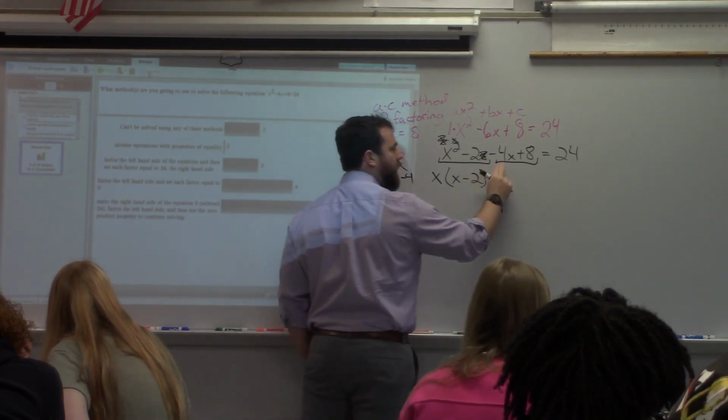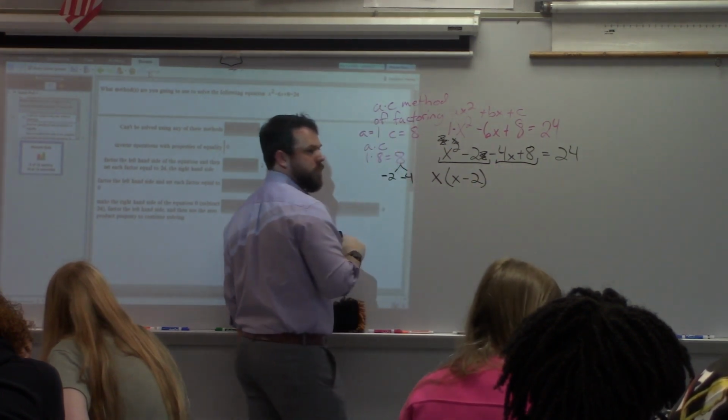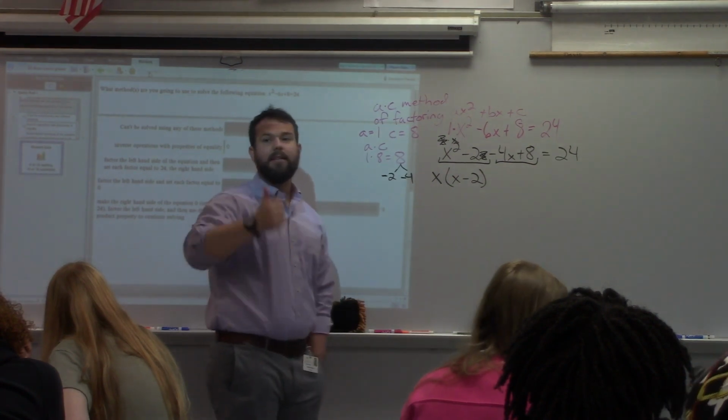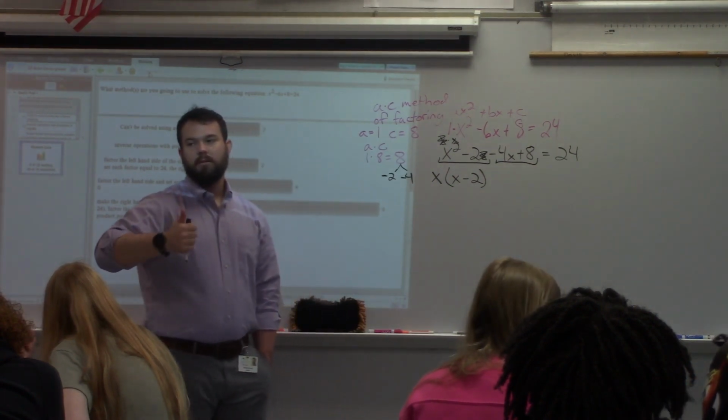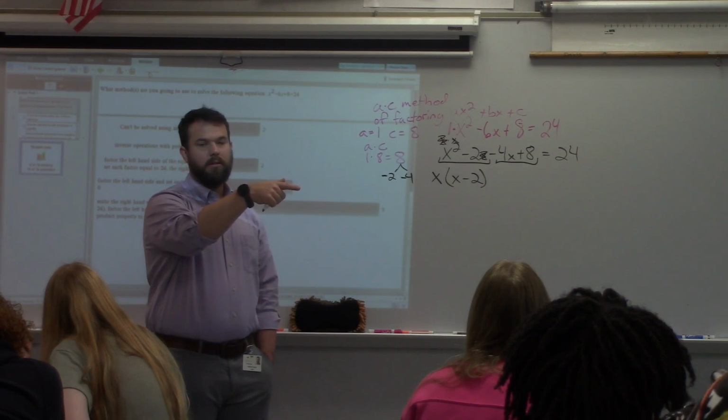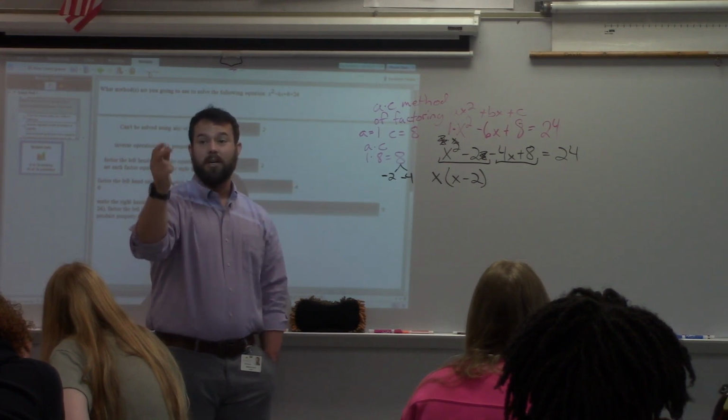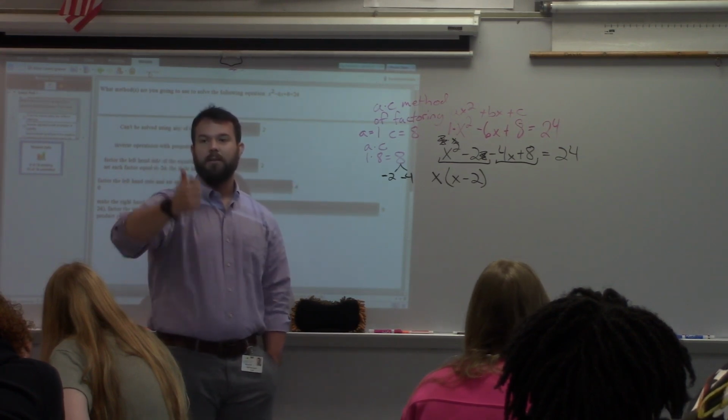What can I factor out of negative 4x and 8? I can factor a 2, but is there anything greater that I can factor out? A 4 or a negative 4. So do notice, Jamarcus, yes, I could factor a 2 out, but I want the greatest common factor.